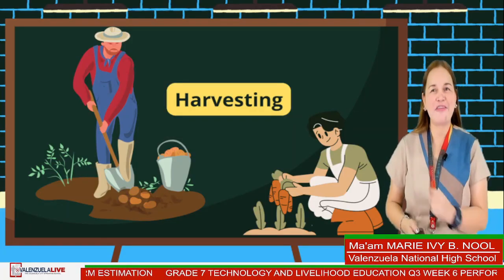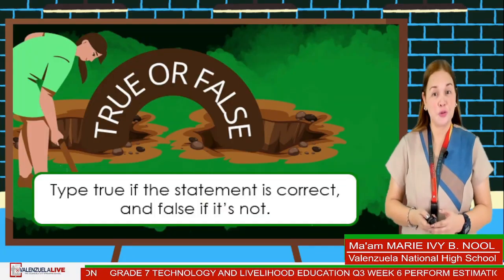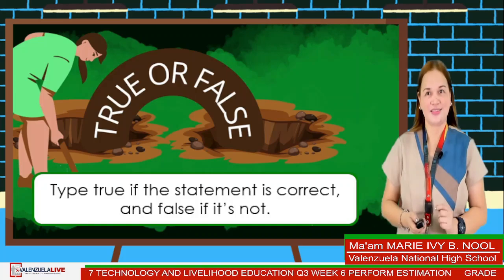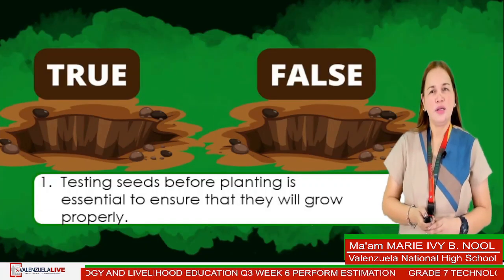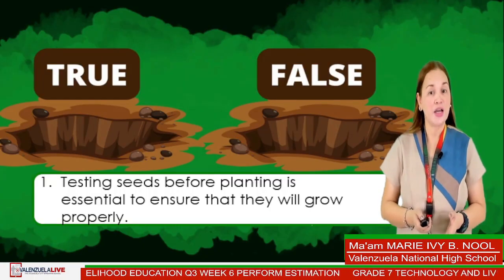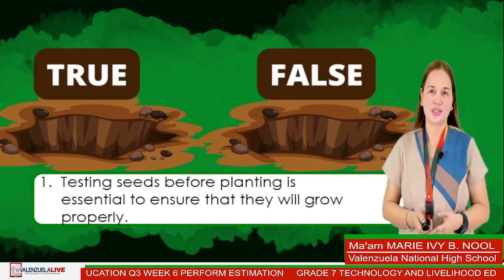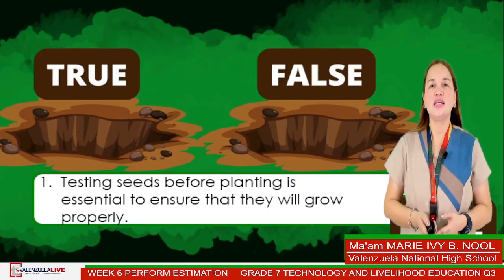Okay, let's have another activity. Type true if the statement is correct and false if it is not. Number 1. Testing seeds before planting is essential to ensure that they will grow properly. True or false? The answer is true.